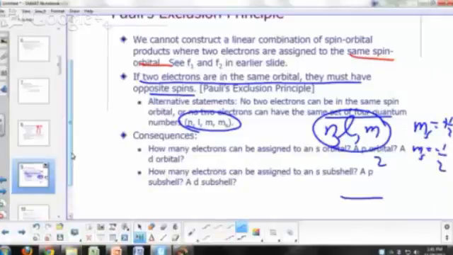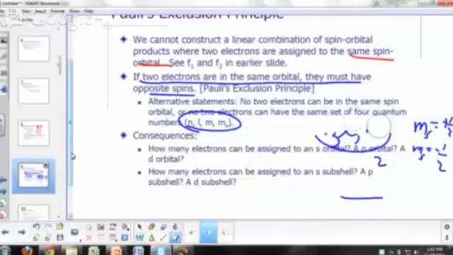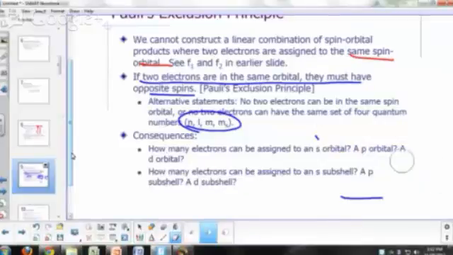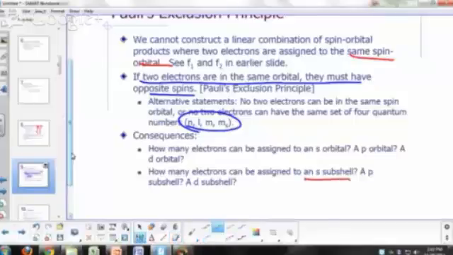How about a d orbital? 2. You see this spin up or spin down. So for any orbital, there's only 2 ways you can assign an electron. So there's only 2 electrons that can be assigned to that orbital. And 1 electron must be spin up, the other one must be spin down if you have 2 assigned to a particular orbital. Now, how many electrons can be assigned to an s subshell?